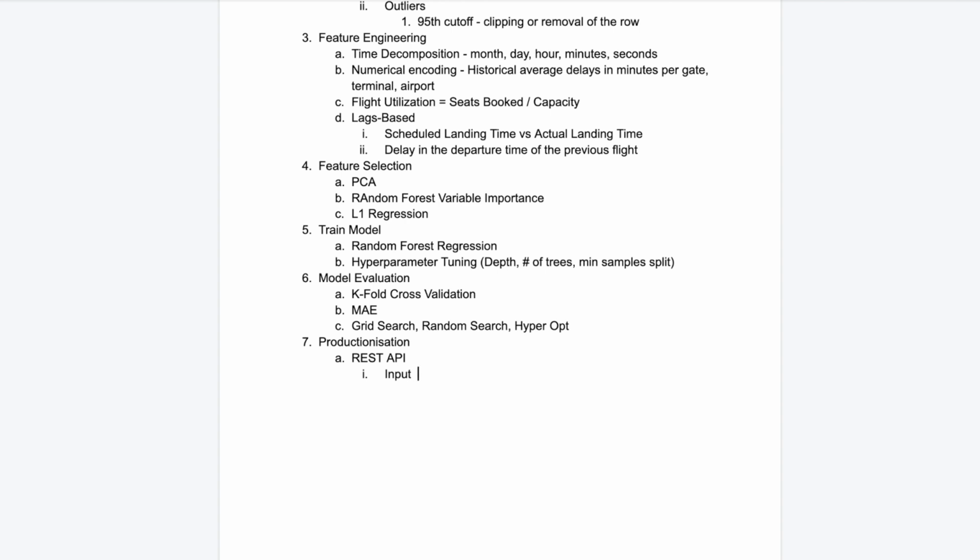So I receive this input in form of array, and this is going to be fed into the model, which is going to produce an output. And in terms of the data format, it could be JSON. And this REST API is always going to use the latest model version.